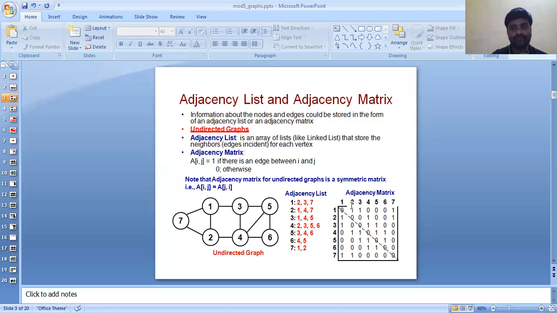At the same time, for 2 to 2, the value is already specified. 2 to 1 is connected, 2 to 3 is not connected, 4 is connected with 2, 5 is 0 and not connected, 6 is also not connected, and 7 is connected to 2. Now for 3, the same way. Like this we can represent the adjacency matrix using zeros and ones.